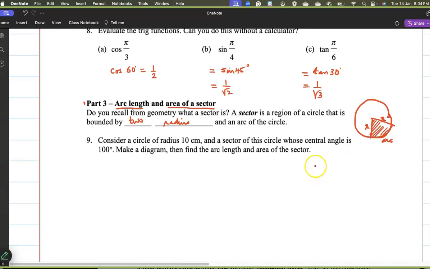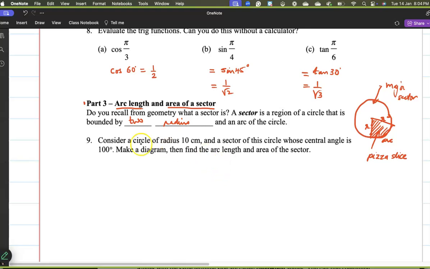Like a slice of pizza. The pizza slice that you take is a sector. So the inside is a sector, and the outside is also a sector. The inner one is called the minor sector, and the other is called a major sector. Both of these are sectors.